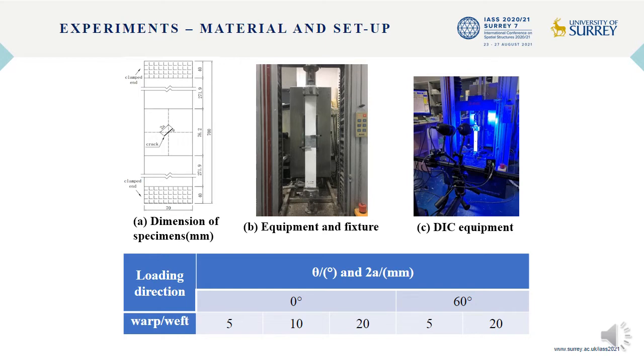The test equipment is universal testing machine, as shown in Figure B. The tensile speed is set to be 2 micrometers per minute so as to reduce dynamic effects. In order to obtain the strain distribution, the DIC equipment is employed as shown in Figure C.